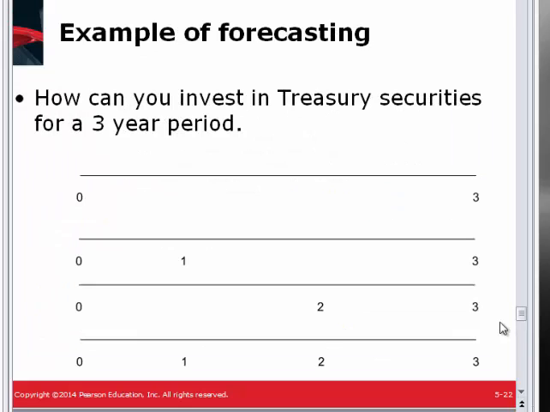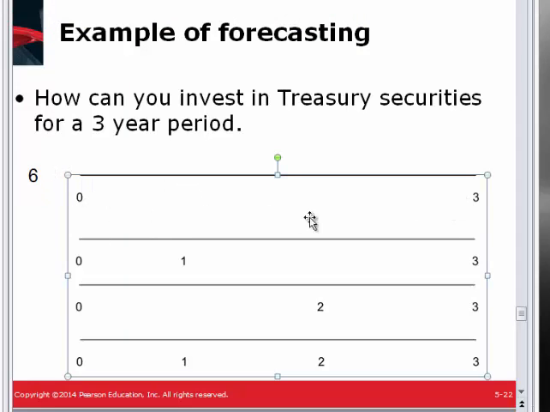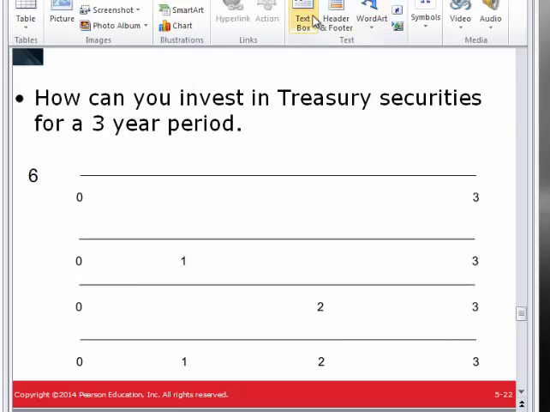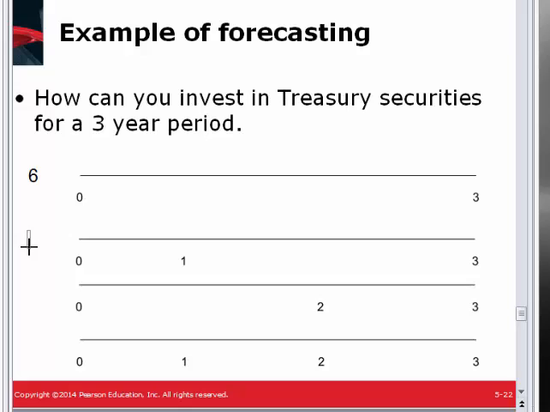So let's think about this. Let me insert a text box. Let's say that this is a 6% return investment, R03. So we go to the newspaper, because that's where we got the 6%, and we find out that the 1-year interest rate is 2%.